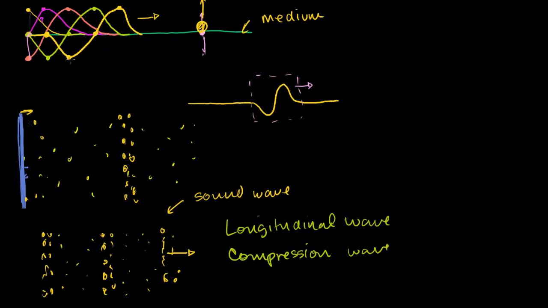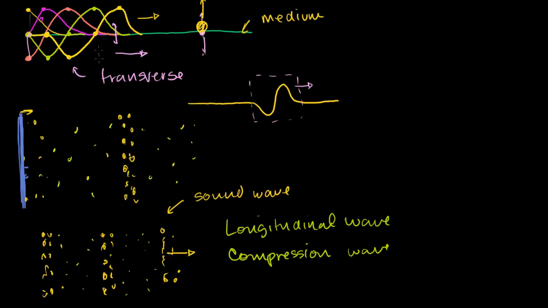Our example of the string is called a transverse wave. Transverse, because the disturbance, the movement of the medium, is in an axis that's transverse to the direction of our movement. Our wave is moving to the right, but the actual medium is moving up and down. That's why this is called transverse. While here, the medium is moving left and right while the wave moves to the right, so it's along the same axis. So we're dealing with compressional or longitudinal.